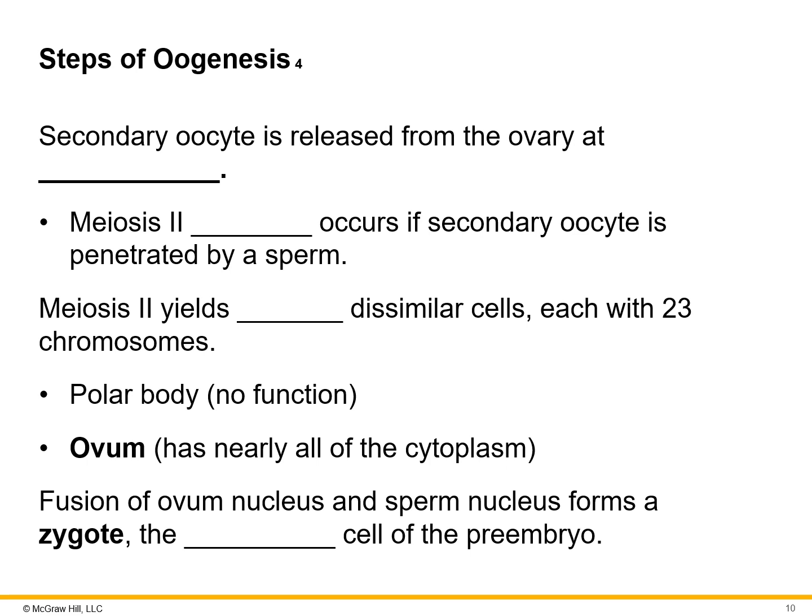So meiosis 2 is also going to yield 2 dissimilar cells, each with 23 chromosomes. Again, we get a polar body, which again has no function and is just a dumping site for extra chromosomes. And then we have the ovum, and the ovum is going to have all of the cytoplasm, and now that is our mature egg that has been fertilized and is ready to grow into a baby. So it's the fusion of the ovum nucleus and the sperm nucleus that are going to form a zygote, and the zygote is the first cell of the pre-embryo, so it is the first cell of the baby.